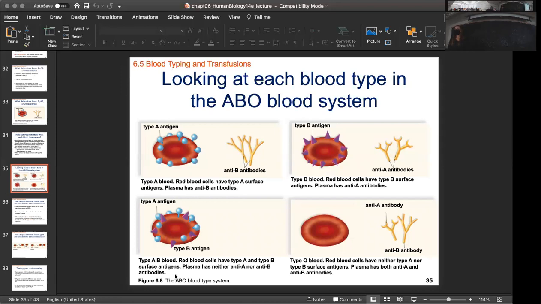So this is a description of looking at all the different types, okay? Type A, type B, type AB, and type O, okay? So type AB, they have both of the antigens, none of the antibodies. Type O has none of the antigens, and both of the antibodies. Type B has B antigens, anti-A antibodies. Type A has A antigens, anti-B antibodies. The opposite.